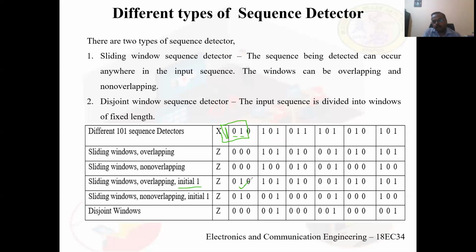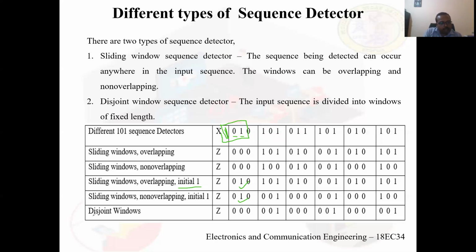Here, similarly, for the non-overlapping case, the initial 1 is the same. We have 0 and 1. Since it is 1, 0 and 1, the output will be 1. The rest of the sequence, as I said, is applicable as per the overlapping and non-overlapping sliding window sequence.